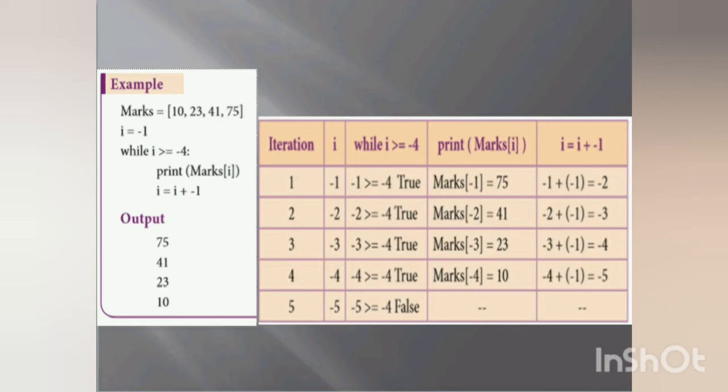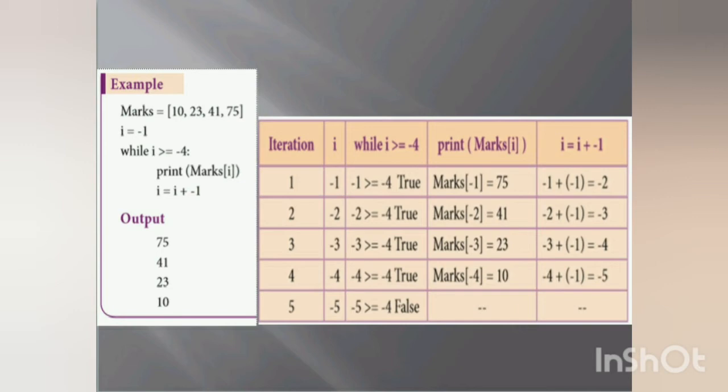Then again the I value will be incremented by -1, so -2 minus 1 is -3. Now the I value is -3, so it will check the condition: -3 is greater than or equal to -4. Yes, true. Then what is the value in marks of -3? 23, so 23 will get printed. Then again the I value will be incremented by -1, so -3 minus 1 is -4. It will check the condition. Now the I value is -4; -4 is greater than or equal to -4.